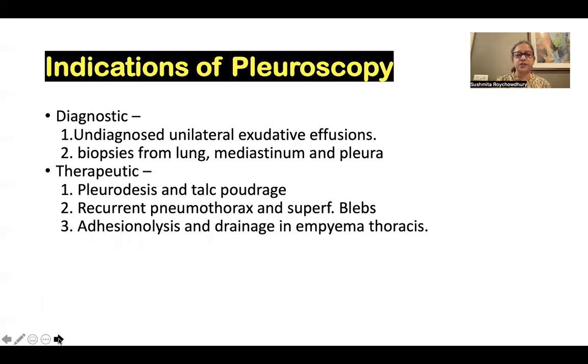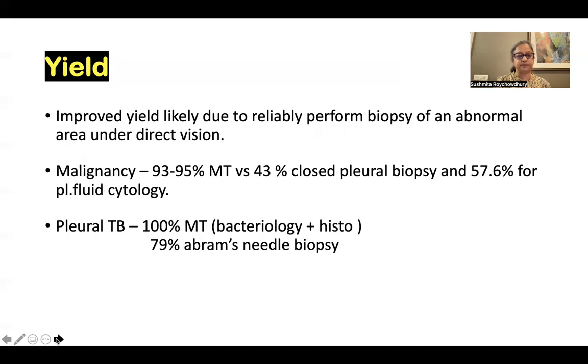So what are the indications of pleuroscopy or thoracoscopy? Medical thoracoscopy, we have taken this out of the thoracic surgeon's hand. It is indicated for undiagnosed unilateral exudative pleural effusions, and therapeutically for pleurodesis and talc poudrage. In recurrent pneumothorax and superficial blebs, this is high level, not for people starting out on thoracoscopy. And very importantly, in patients who have loculated collections or loculated empyema thoracis, adhesiolysis and drainage can be done.